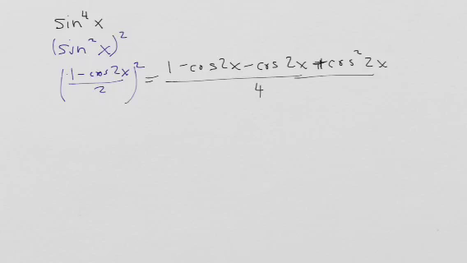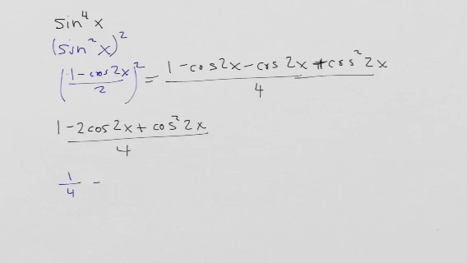Alright, now I'm going to clean that numerator up a little bit. I got some like terms. I got 2 minus cosine 2x's, so 1 minus 2 of those. And then plus cosine squared of 2x all over 4. All right, my next step is to break this up into 3 smaller fractions, since the numerator has 3 terms. The first term, 1, gets its denominator 4, then a minus, and then 2 cosine 2x, also denominator 4, and then positive cosine squared 2x, also denominator 4.